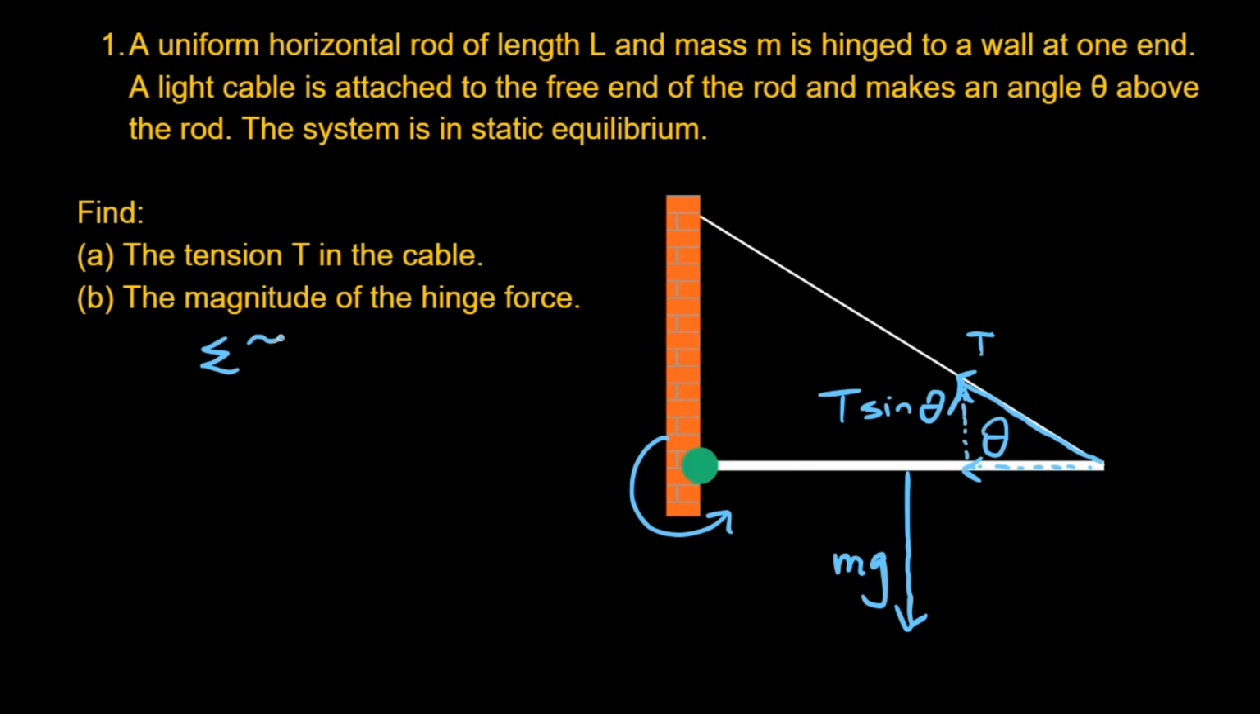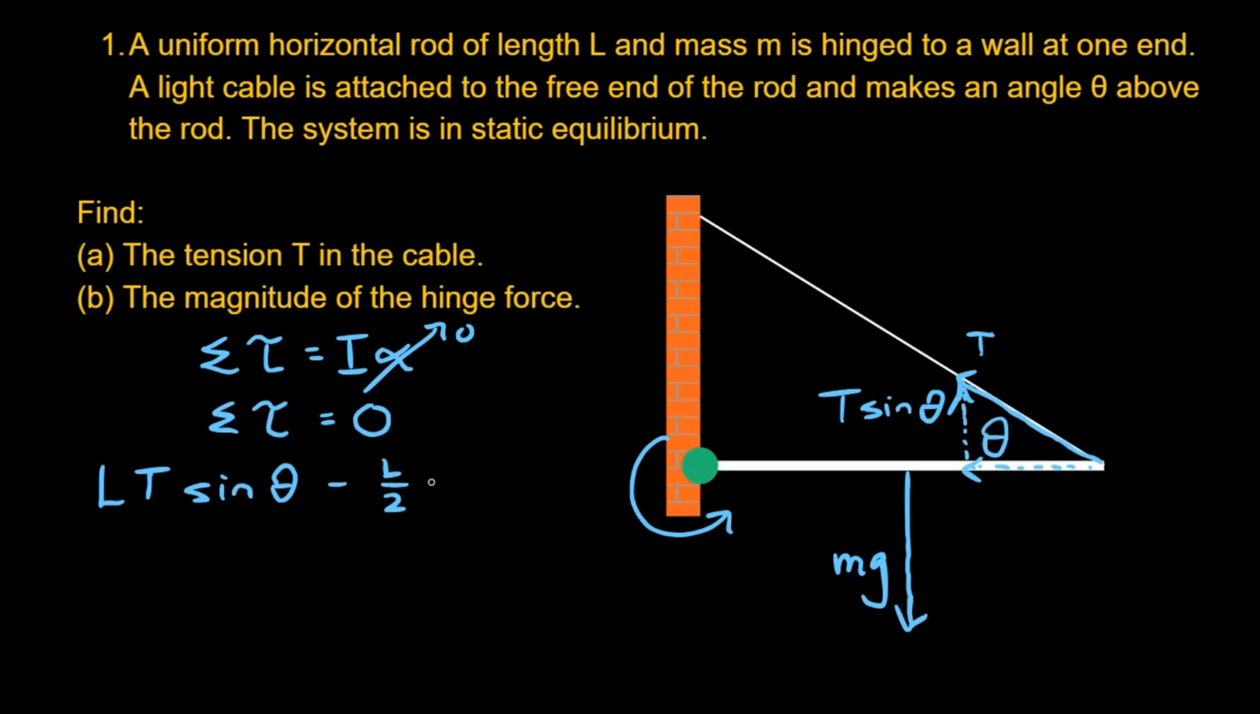Next, we're going to use the rotational version of Newton's second law, which is that the net torque is equal to the moment of inertia times the angular acceleration. I is the moment of inertia, also known as the rotational inertia. Since the rod isn't moving, the angular acceleration is going to be 0. So the net torque is equal to 0. So now we're going to add up all the torque in the positive direction minus all the torque in the negative direction and set that equal to 0.